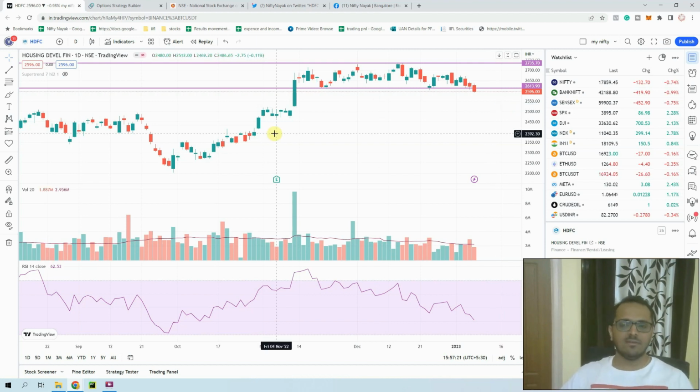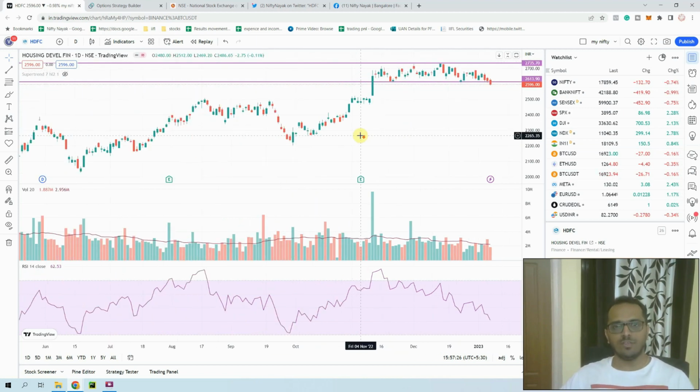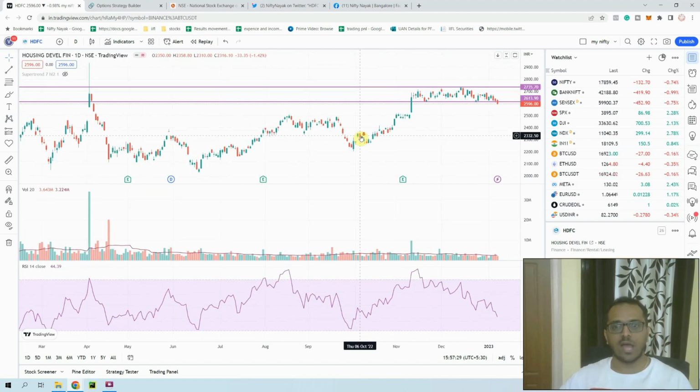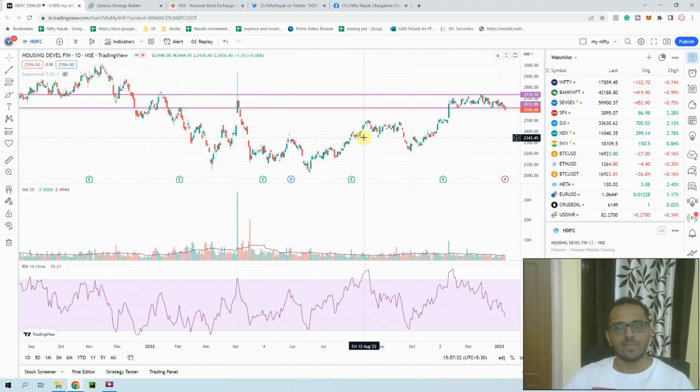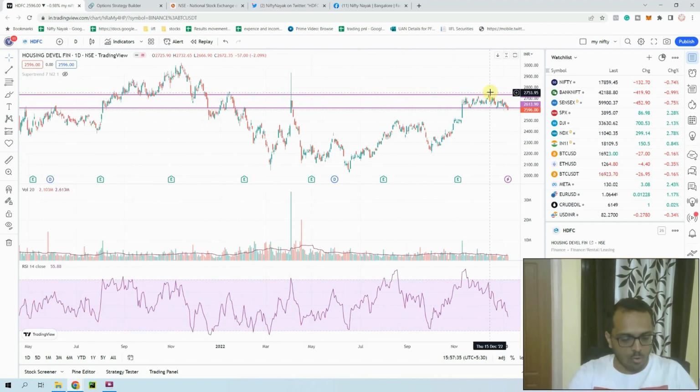Now let's see why these points are important. If I scroll and see a larger picture of this chart, you can see that these points have always been either support or resistance. Here you can see it has acted as resistance. Here this range has acted as resistance. Here it has acted as support. Here it has acted as resistance. So this is a very important, crucial point, which has always acted as support or resistance.